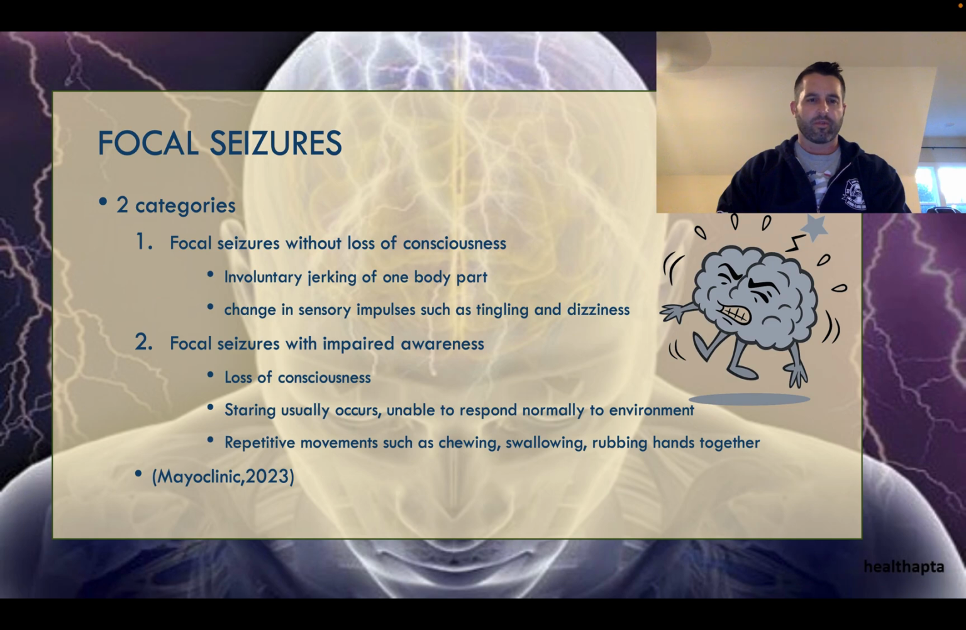Then you also have the ones with impaired awareness, as it says, which is a dreamlike effect. You'll see them staring up into the sky, or doing some type of unusual motion, like chewing or rubbing their hands together. So again, loss of consciousness is key, because you don't lose consciousness in either one of these focal seizures. The other one is just impaired awareness.